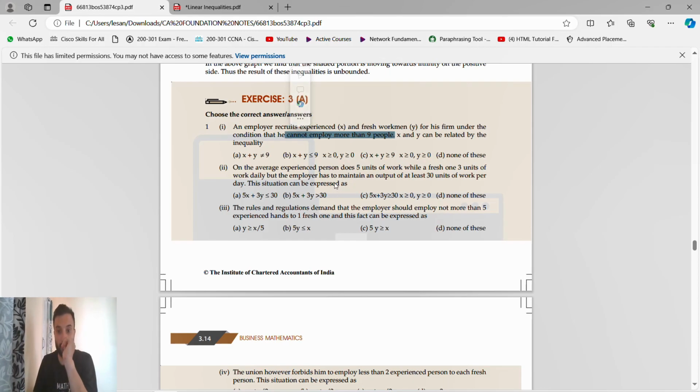So cannot employ more than, this is greater than or equal to. So C is not there, and A will also not be there, because we don't want this. And in A we don't have X is greater than or equal to 0, Y is greater than or equal to 0. So A will get cancelled. As I have said, this should be in the equation, otherwise that equation is invalid. C also gets cancelled because it is greater than. So obviously not more than 9 people.